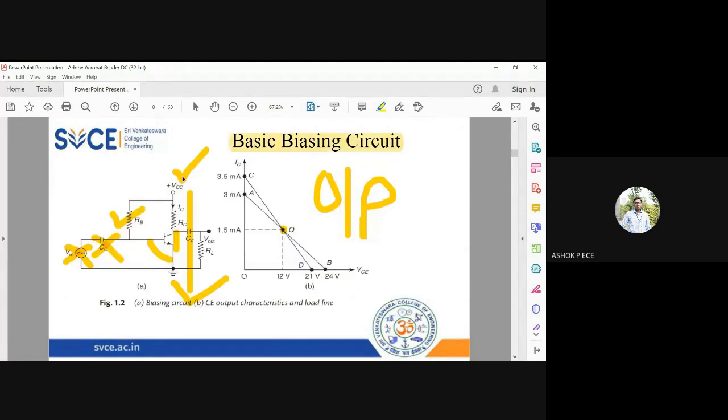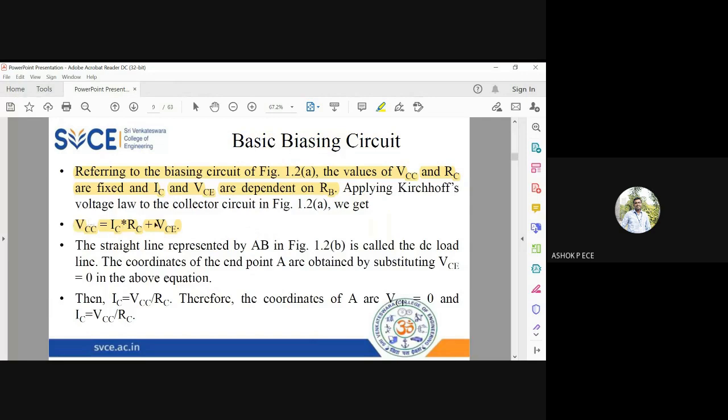Total applied voltage VCC is splitting across the resistance RC plus the collector emitter terminals. Kirchhoff's voltage law says the sum of voltages should be additive, right? Total voltage should be split across all the components. In the same way here, VCC is splitting across this voltage, IC into RC, plus this voltage, VCE. So this is what I have in the collector side.